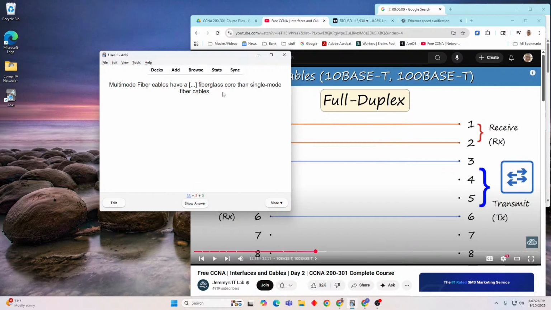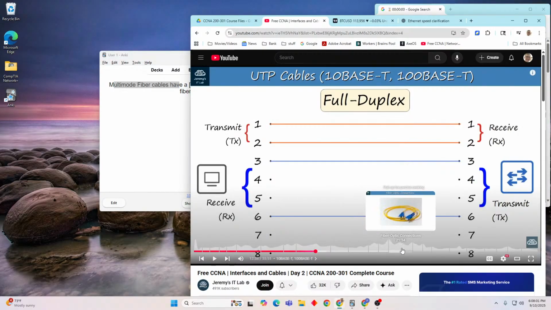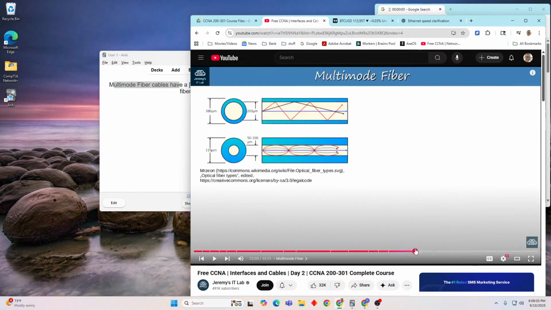Multi-mode fiber cables have a blank fiberglass core than single mode fiber cables. Have more or less than multi-mode fiber cables. Thinner. Wait, fiberglass core? What did that picture look like? Let's cheat. There you go.